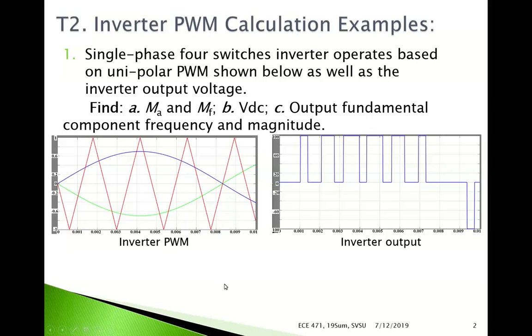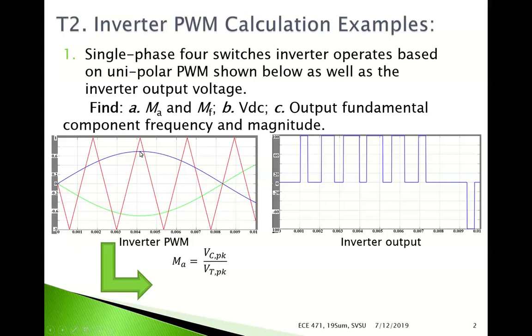Okay, so based on the first graph here, we can find MA and the MF. Okay, so before anything else, you need to recall the formula of MA, which is a ratio between the control signal peak and triangle signal peak. And by reading the first graph carefully, we can obtain both.